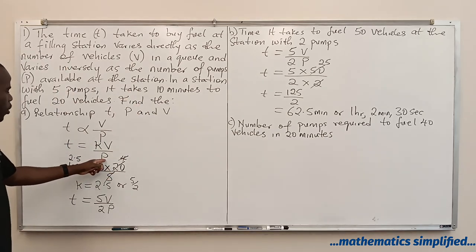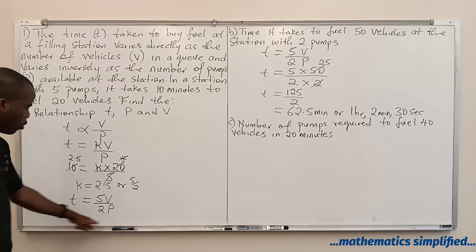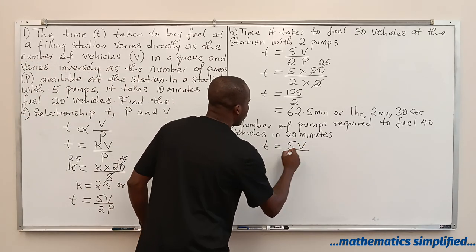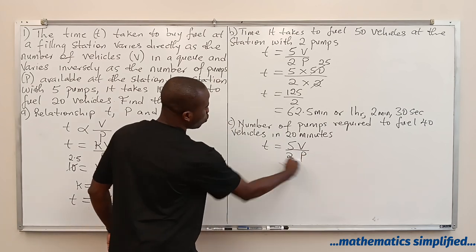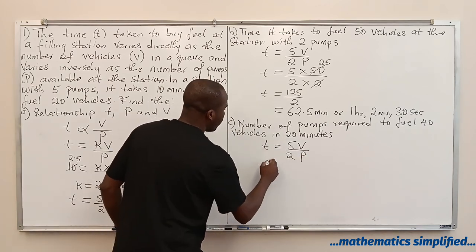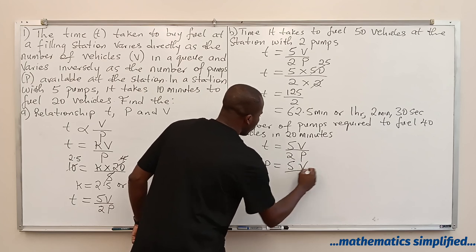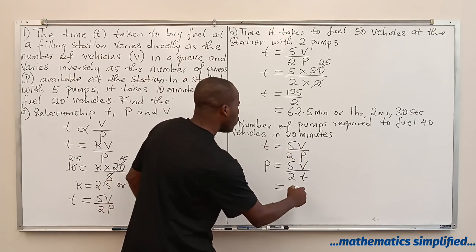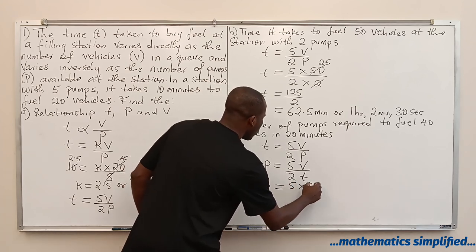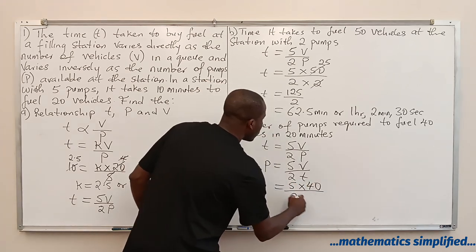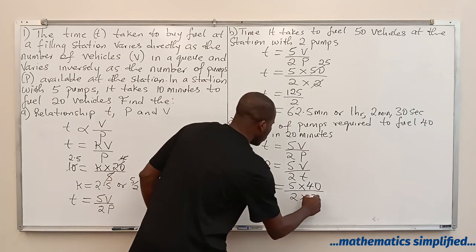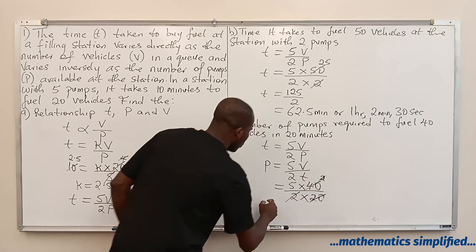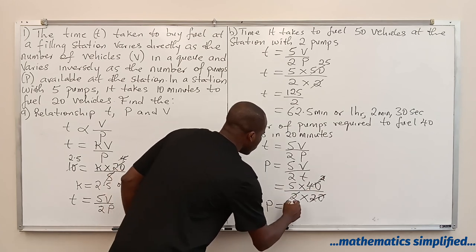So we're looking for P. So if we make P the subject of the formula here, from T equals 5V over 2P, this will come here, this will go here. We will have P equals 5V over 2T. So for how many vehicles? 40 vehicles, 5 times 40 over, for 20 minutes, 20. 20 can go into 40 2 times. 2 can cancel 2. So the number of pumps will be 5.